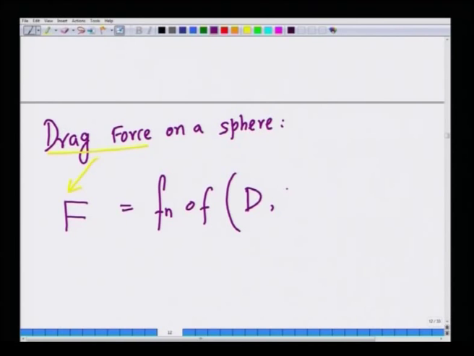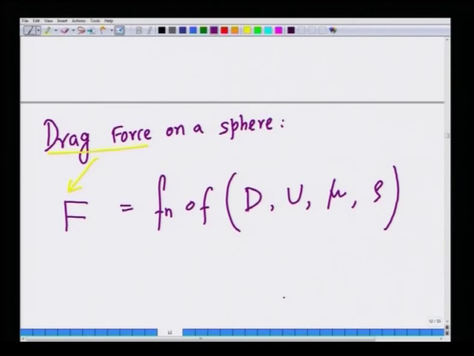We may imagine that it is a function of the velocity of the sphere, because if the sphere moves with a higher velocity, we may expect that the force experienced by the sphere is different compared to when it is moving at low velocity. We may imagine that it is a function of viscosity mu and density rho. We may have other variables such as the surface tension or interfacial tension between the fluid and solid, but this is a judgment that one has to make.